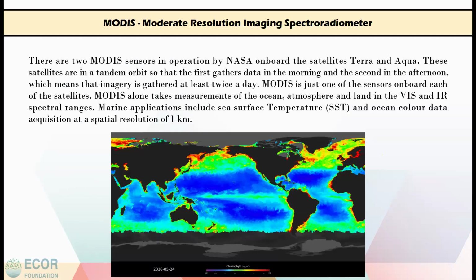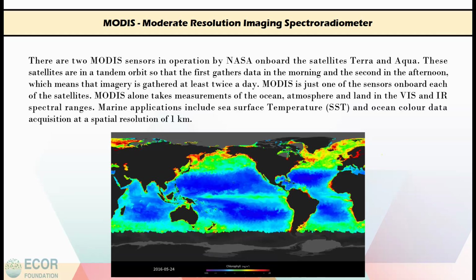And here comes the MODIS, Moderate Resolution Imaging Spectroradiometer. It is operated by NASA and launched onboard a satellite. Like we have Terra and Aqua, two different satellites carrying this particular MODIS sensor. These satellites are in tandem orbit so that the first gathers the data in the morning and the second in the afternoon, which means the imagery is gathered at least twice a day. So that is the main objective of that.